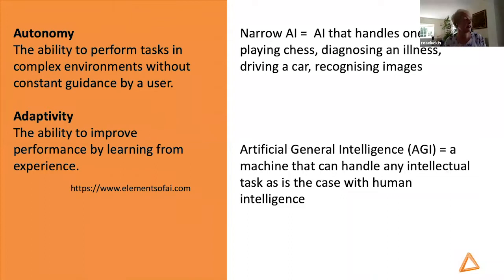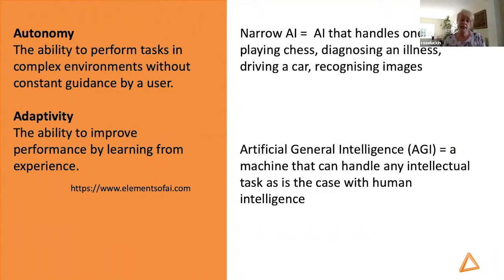Now, 4 concepts that are very important to AI: autonomy and adaptivity, the first 2. These are made a great deal of in a course called Elements of AI that's been developed by some Finnish researchers, which I'd recommend to anybody who wants to understand a bit more about AI. It's a very good basic course. Now, autonomy is the ability to perform tasks in complex environments without constant guidance. So we think about an autonomous car. Adaptivity is the ability to improve through learning from experience, which is precisely what we want our AI to do.